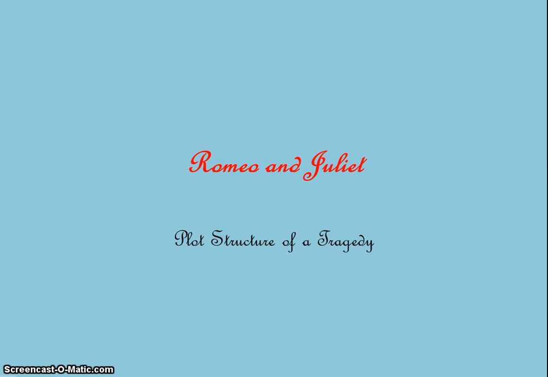What you're going to be learning about today is the plot structure of a tragedy. And most of you, or hopefully all of you, understand what I mean by plot structure. We learned a lot about plot structure in 7th grade and how the plot of a narrative looks. But today we're going to be learning about how the plot of a tragedy looks. And the tragedy is the type of play that Romeo and Juliet falls under.